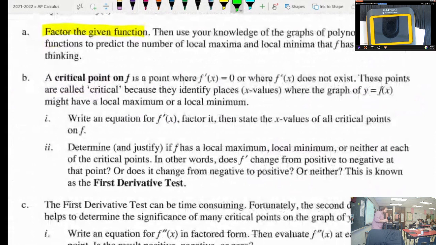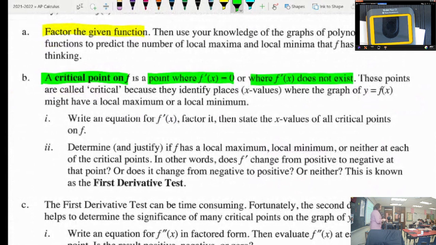So we've been dancing around this the whole time. Here it is in black and white. A critical point of f is any point where the derivative is 0 or where it doesn't exist. So that's it. Critical values happen when the derivative is 0 or the derivative does not exist.